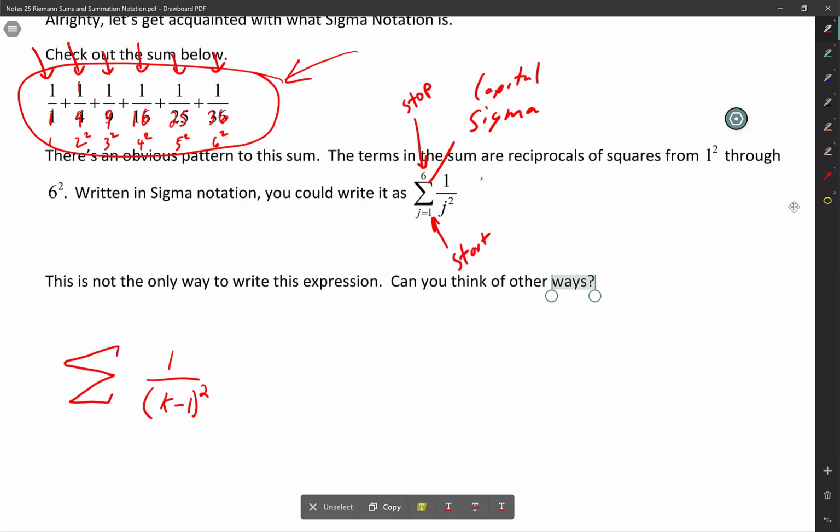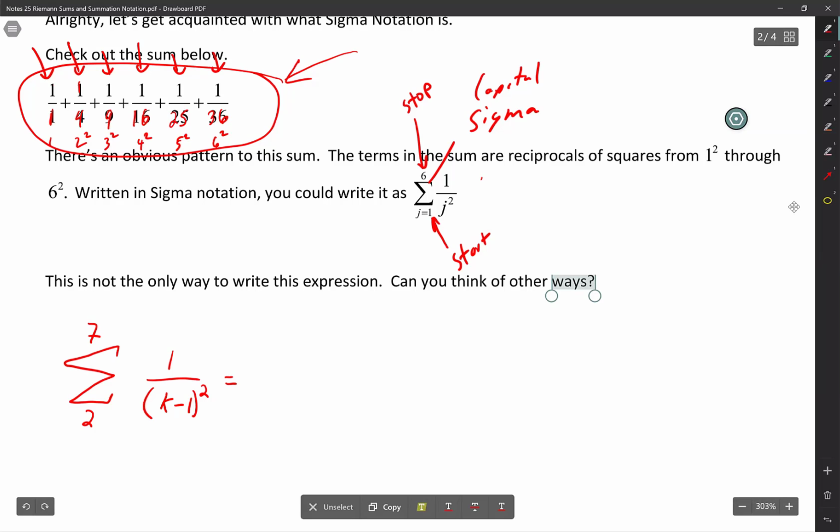Now notice what I wrote. I wrote k minus 1. So if I wrote k minus 1, that means I have to start at 2, and I have to end at 7. Let's see if this will give it to me.